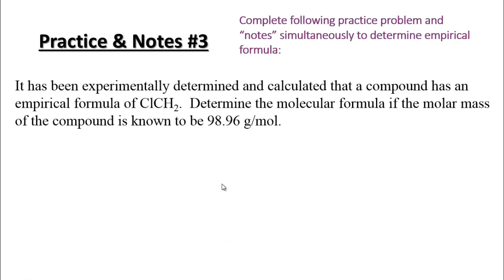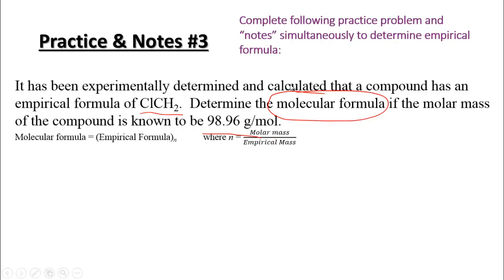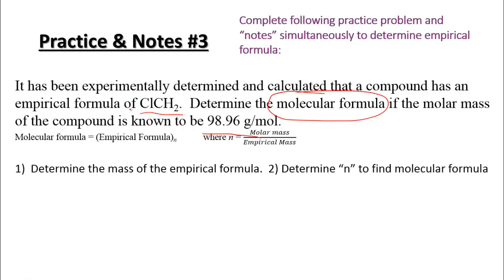So let's take a look at a little practice problem here. It has been experimentally determined and calculated that the empirical formula is ClCH2. Determine the molecular formula if the molar mass of the compound is known to be this. So we're trying to find the actual molecular formula. So how we do this is this. First, you find the mass of the empirical formula.